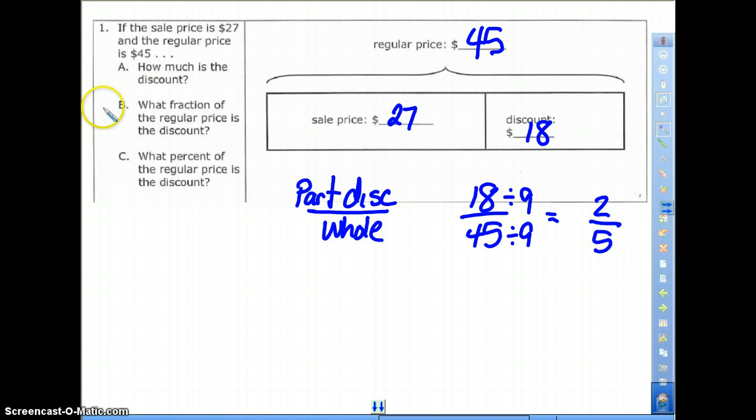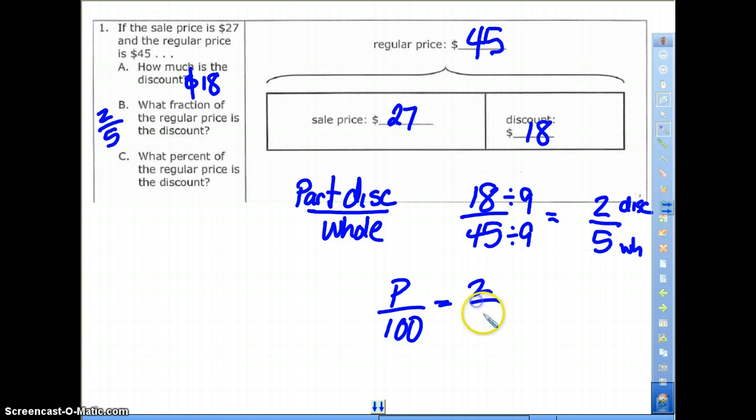What fraction? 2/5. Yeah, what was our discount? $18. Okay, what percent of the regular price is the discount? Well, percent is P over 100 equals part over whole. Here was the part that was the discount over the whole, but we've just reduced it, so let's do 2 over 5, and we can cross multiply to solve.